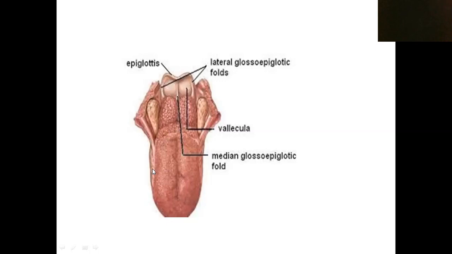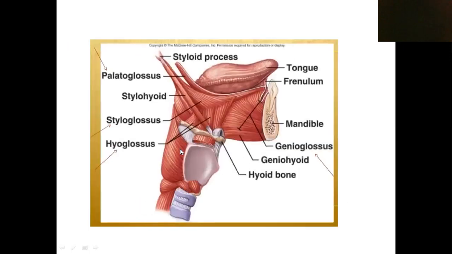So anterior 2/3: general sensation by the lingual nerve, special sensation by the chorda tympani nerve. Posterior 1/3: both by the glossopharyngeal nerve. Then the circumvallate papillae are supplied by the glossopharyngeal nerve, even though they are located in the anterior 2/3. We'll see the details.